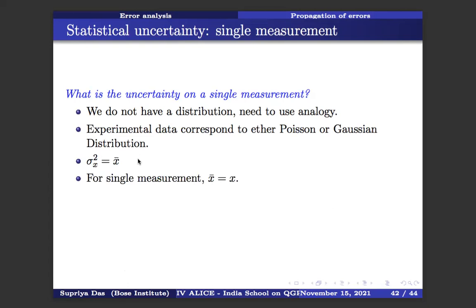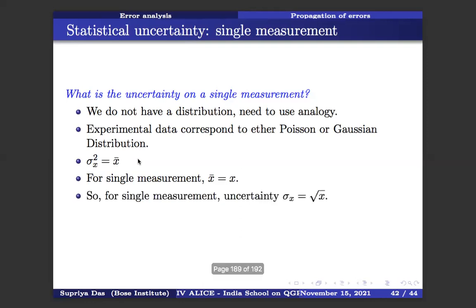For a single measurement, what is the x bar? You have only one measurement, so your n is 1. x bar is x1 plus x2 plus x3 divided by 3, and if you go to n, it is divided by n. In this case, n is equal to 1, so x bar is actually x. So for a single measurement, sigma x square is equal to x bar, so sigma x is the square root of x bar, which is the square root of x. So for a single measurement, the uncertainty is the square root of x.